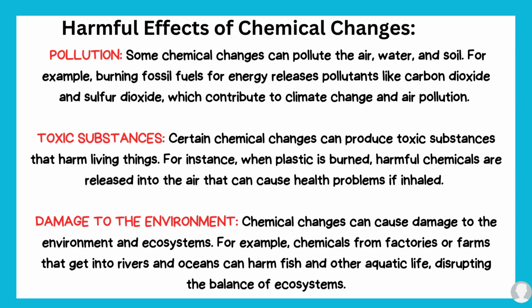And the third one is damage to the environment. So chemical changes can cause damage to the environment and ecosystem. For example, the chemicals from factories and others that get into rivers and oceans can harm the fish and other aquatic life. So there will be no balance of ecosystem if our environment is already destroyed or damaged.